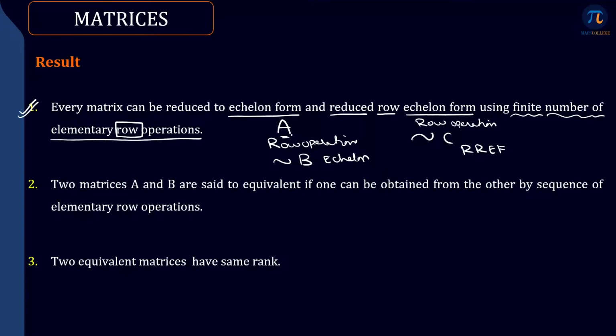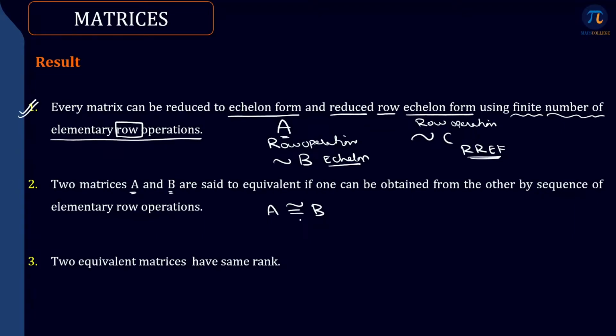So even if the matrix is not in echelon form and not in reduced row echelon form, using row operations, how many? A finite number of row operations, it can be reduced to echelon form as well as reduced row echelon form. And two matrices A and B are said to be equivalent if one can be obtained from the other by a sequence of elementary row operations. So if the original matrix is reduced to echelon form, then these two matrices are equivalent.